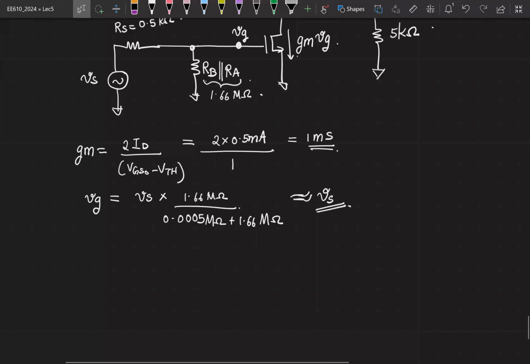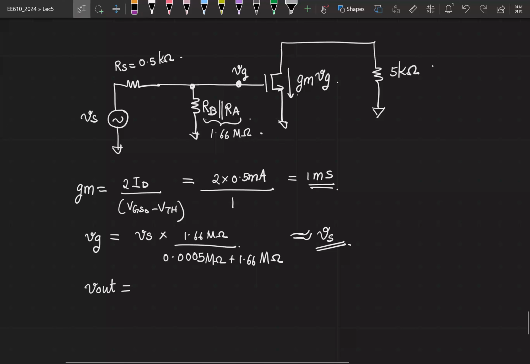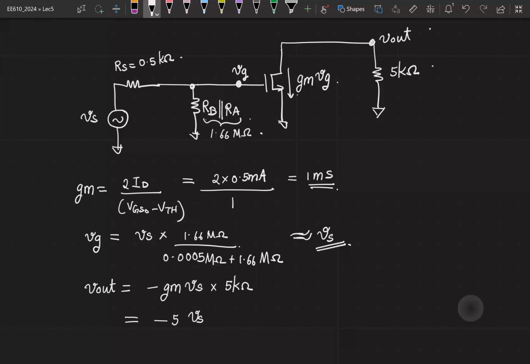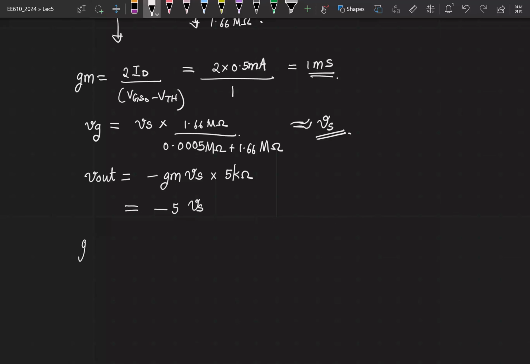Okay. Now, what is V out? This is your V out. That will be minus GM times Vs into 5 kilo ohm RL parallel RL1. So quickly tell me the gain. This is minus 5 times Vs. So your small signal gain given by V out by Vs is equal to minus 5.